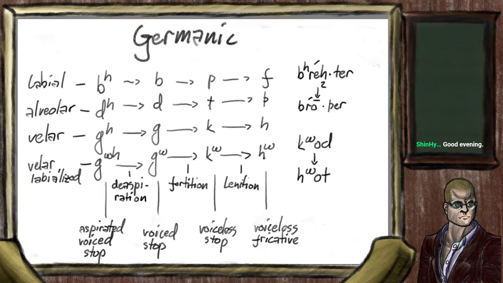What distinguishes the Germanic languages from other Indo-European languages is this. This is Grimm's law, named after one of the brothers Grimm that you might be familiar with from the fairy tales.